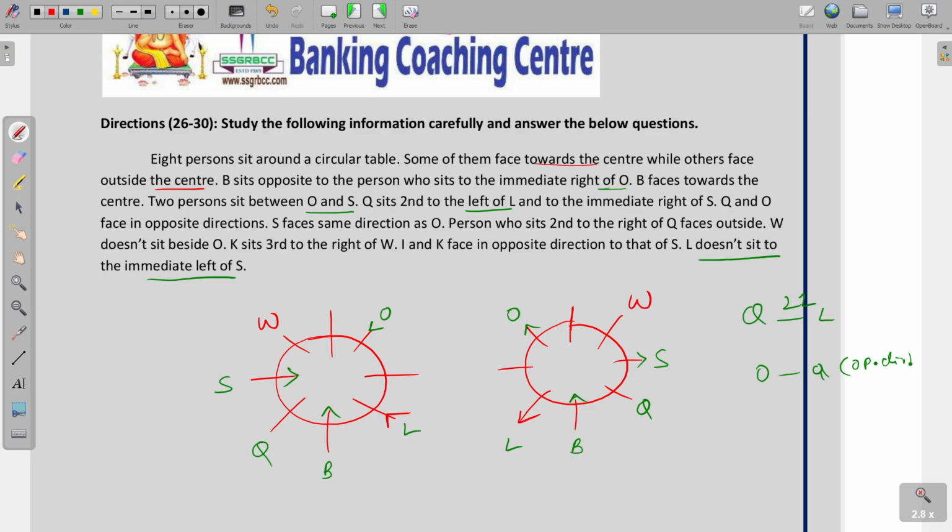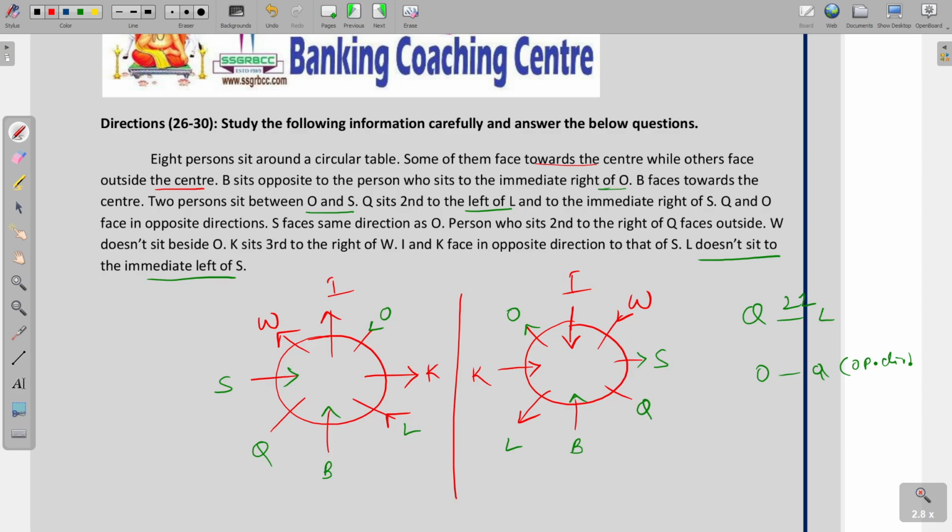And next, K sits third to the right of W. K sits third to the right of W. K is placed here, W is placed here. K is coming here and W outside of the center. And next, so see, I and K face opposite direction of S. So, both are facing, here I is coming and I is coming and here also I is placed. So, K and I both are facing center.